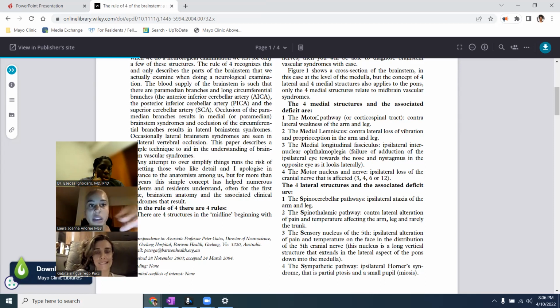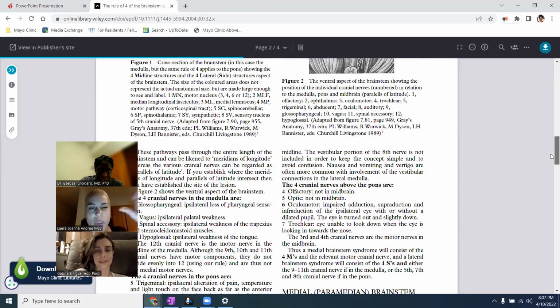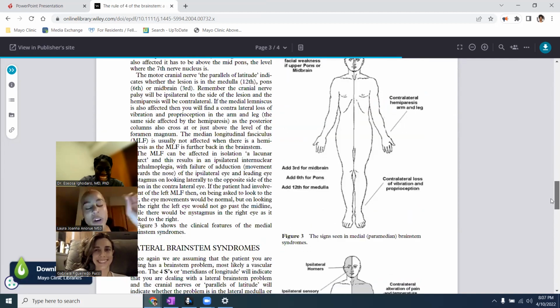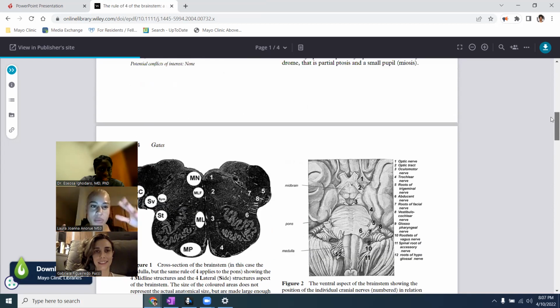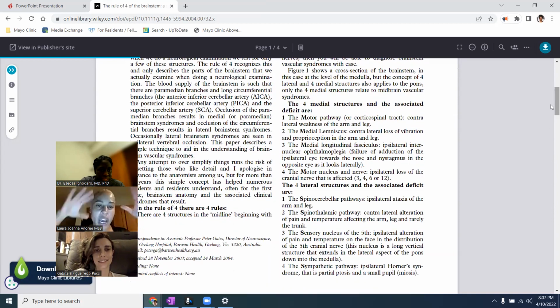You break the brainstem into its 3 components, starting from the midbrain, pons, and medulla. If you remember way back, there are cranial nerves specific to each of those anatomical structures. Even though cranial nerves 1 and 2 are not actually part of the brainstem, for each of the 3 components there are 4 cranial nerves. 1 through 4 is midbrain, 5 through 8 is pons, and 9 through 12 is medulla.